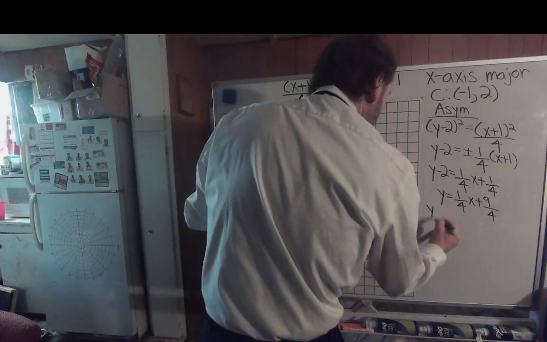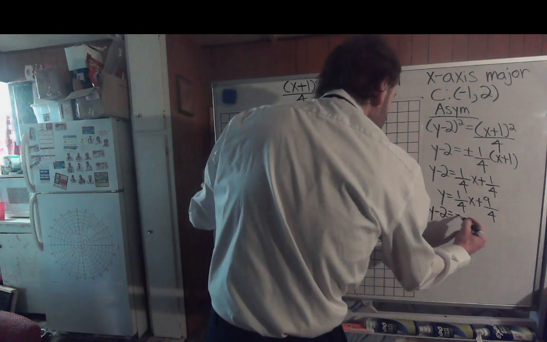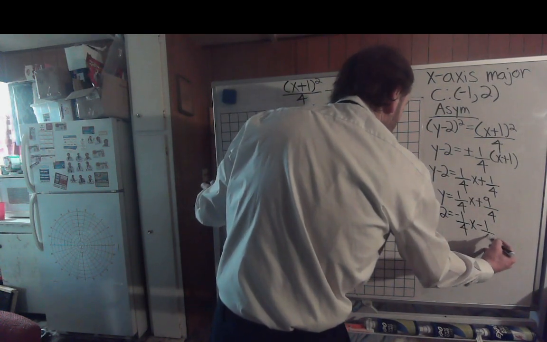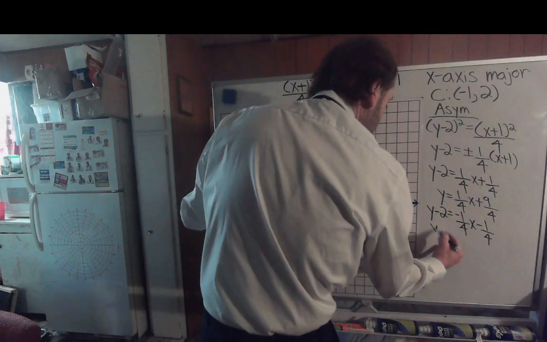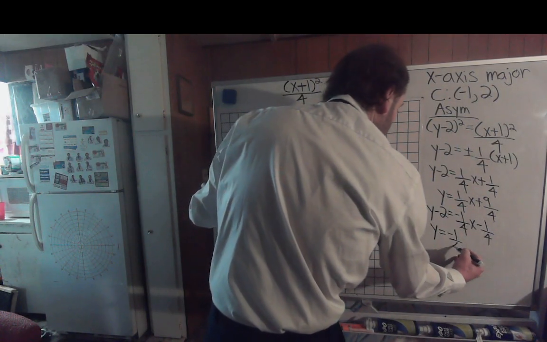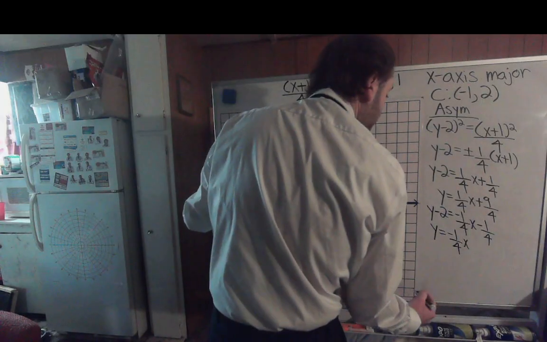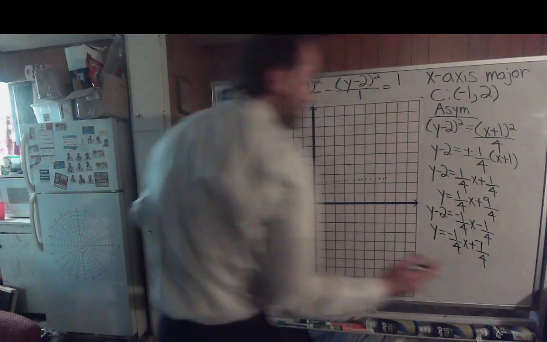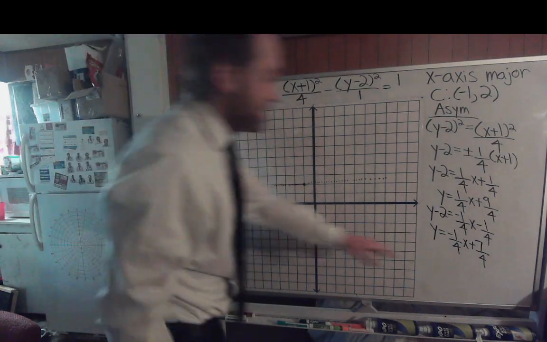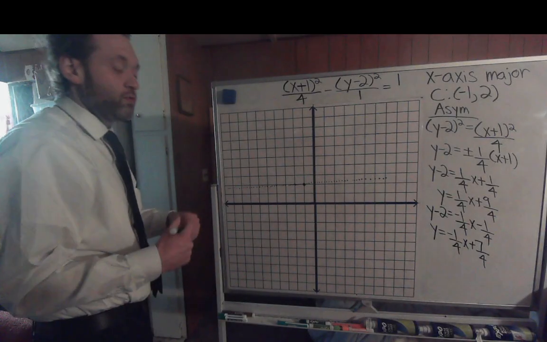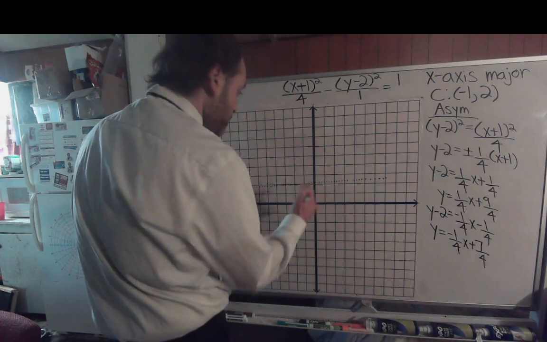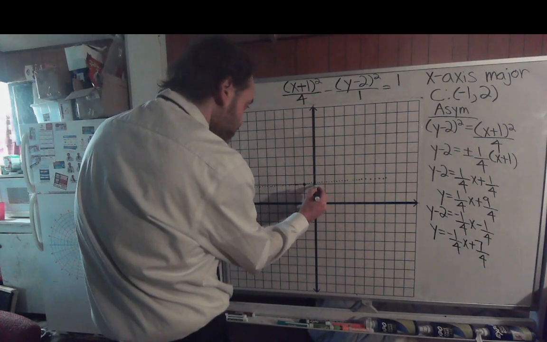Now, if we take y minus 2 equals negative 1/4 times x plus 1, we would end up getting y equals negative 1/4 x plus 7/4. So there's a different asymptote. Y equals negative 1/4 x plus 7/4 is your second one. So when x is 0, you would get 7/4, which would be a little south of 2.